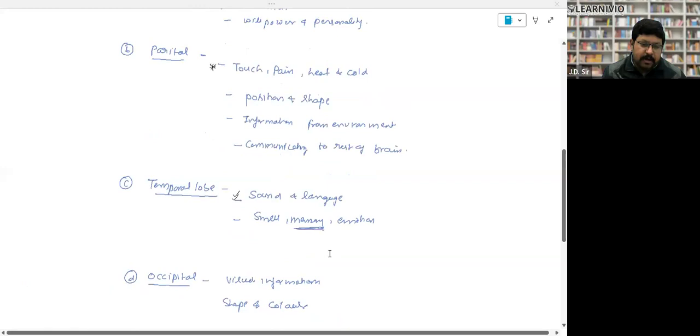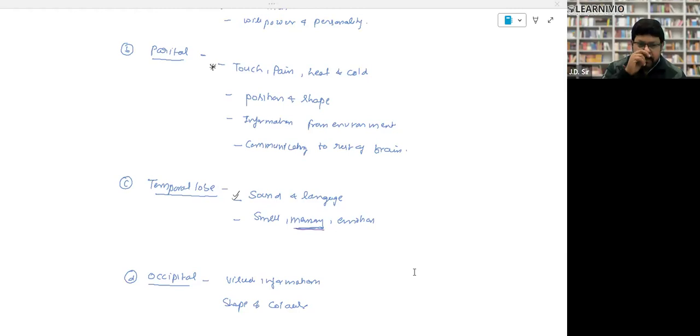Finally the occipital part: visual information, shape and color are decided by the occipital part. Please note down.